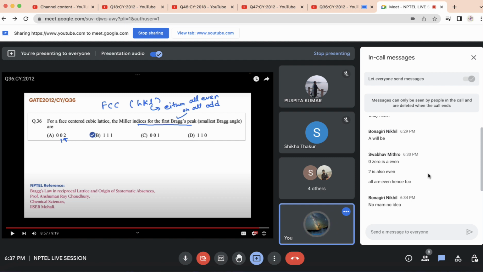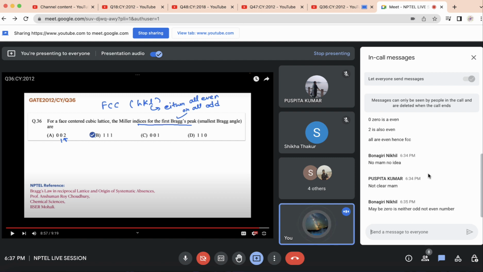Actually, what Swabhav Mitro, you have said all are even, hence FCC, but I will look into it, because according to me it should be only this case that options A, C, and D should not be satisfying the Miller indices for any FCC unit cell, and that's why we can neglect all three options, and B will remain. So for 1 1 1, yes.